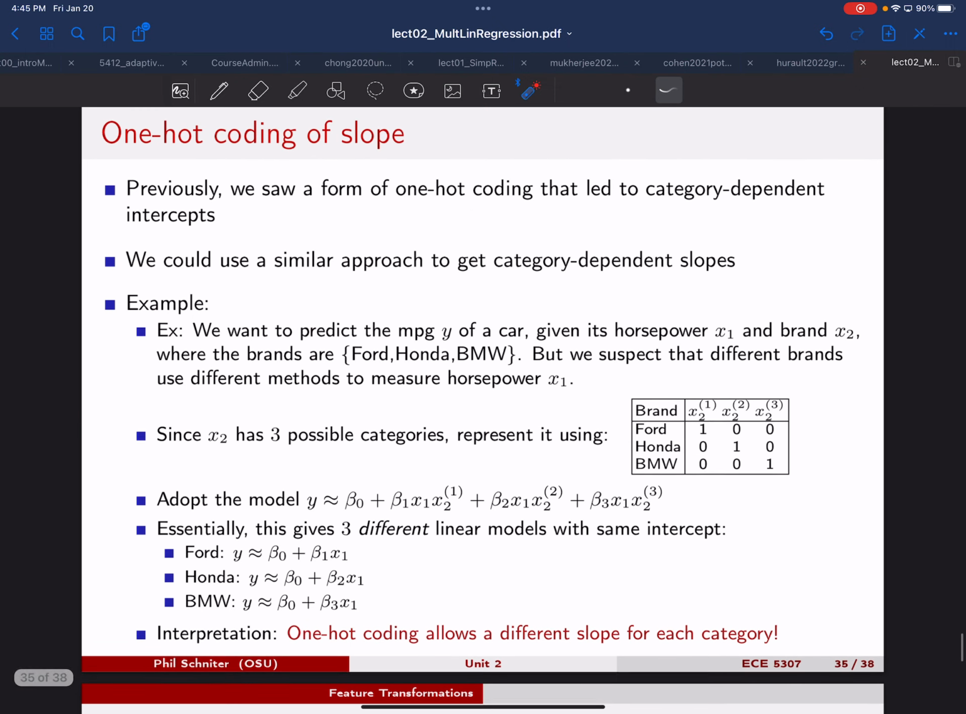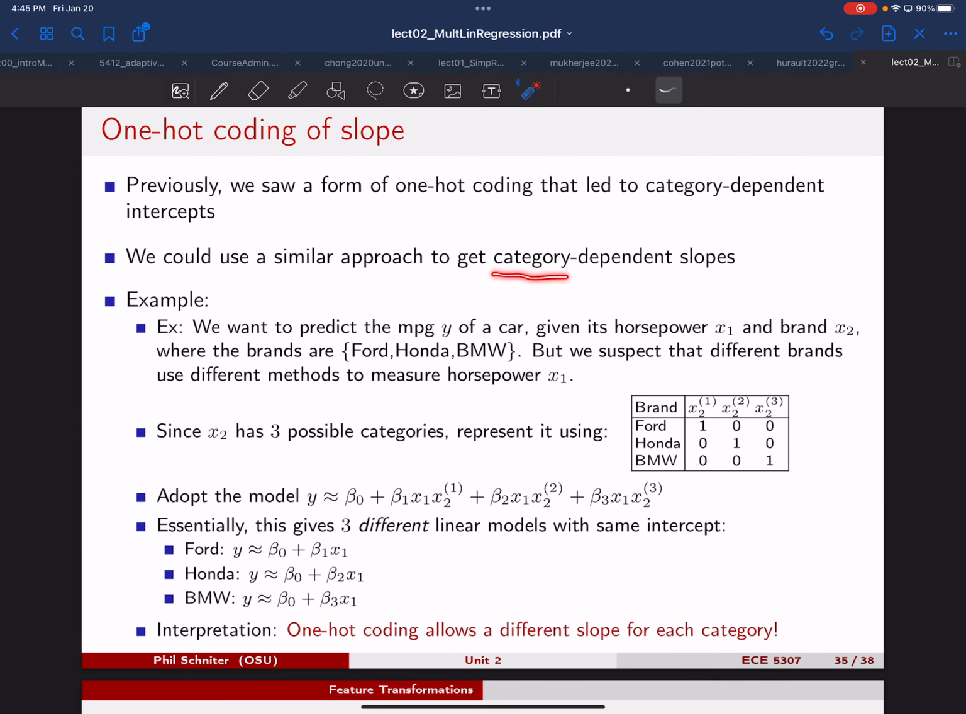the next page, if you maybe know something about the problem you're solving, like what if you suspect that different brands use different methods to measure horsepower, and you believe, like, those BMW guys, they cheat. They always report this big horsepower, but it's just because they have this weird way of measuring it, and I know it's not the same way that the Japanese engineers at Honda measure it, and therefore we can't use the same betas for both of them. We're going to use different betas for each.